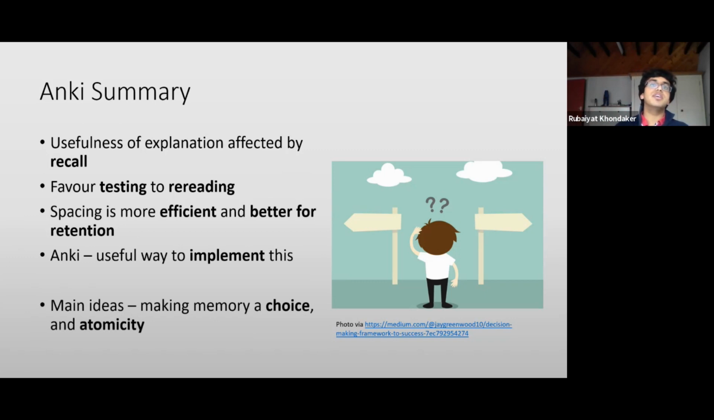And the main ideas for using Anki are to keep in mind that you're trying to make memory feel like a choice rather than something where you just say, okay, I hope I remember this. And also this idea of the principle of atomicity.